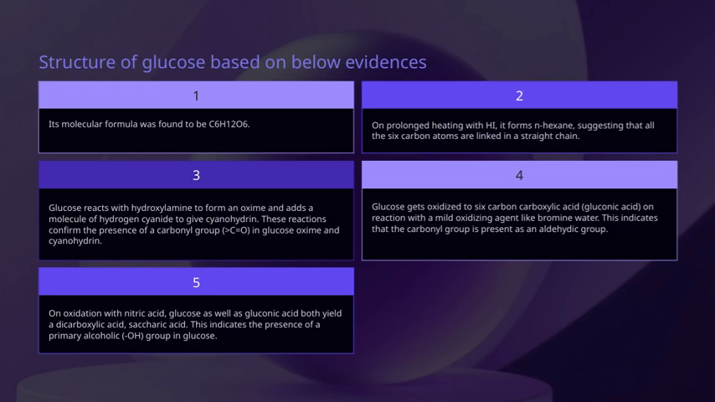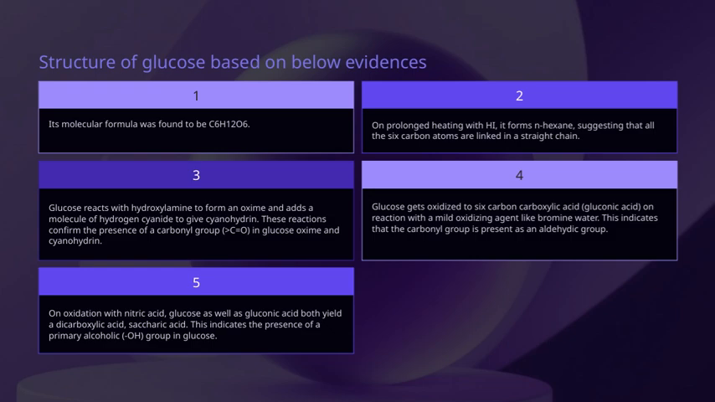Next, when glucose is oxidized with nitric acid, both glucose itself and gluconic acid produce a dicarboxylic acid known as saccharic acid. This is significant because it shows glucose contains a primary alcoholic hydroxyl group, which can be oxidized to form this dicarboxylic acid. Now, let's look at some reactions that confirm the presence of a carbonyl group in glucose.